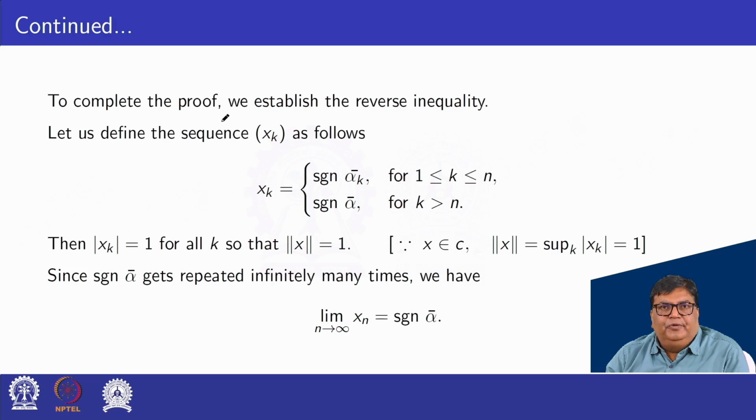To complete the proof, we establish the reverse inequality. Let us define the sequence x_k as follows: x_k equals signum of alpha_k bar for k between 1 and n, and for k greater than n, x_k is signum of alpha bar. Then |x_k| equals 1, because |signum alpha_k bar| is 1 and also |signum alpha bar| is 1.